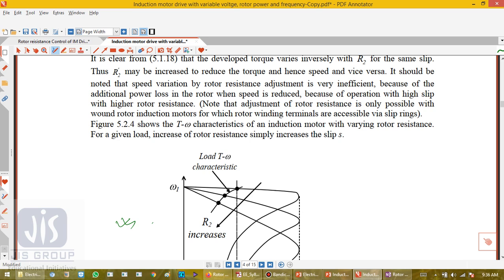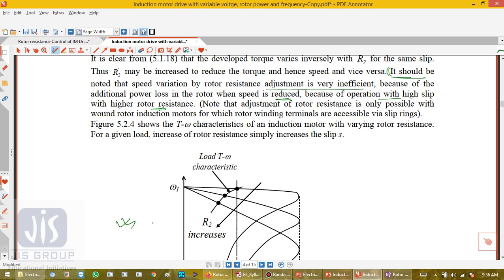But it should be noted that we should keep in mind that the speed variation by rotor resistance adjustment is very inefficient because of the additional power loss in the rotor when speed is reduced, because of the operation with high slip with high rotor resistance.